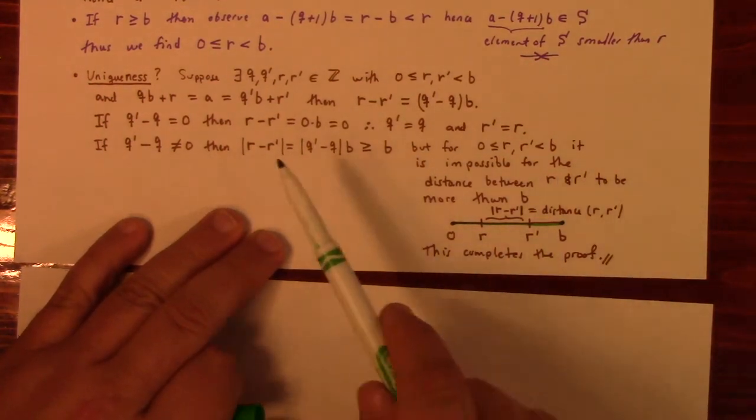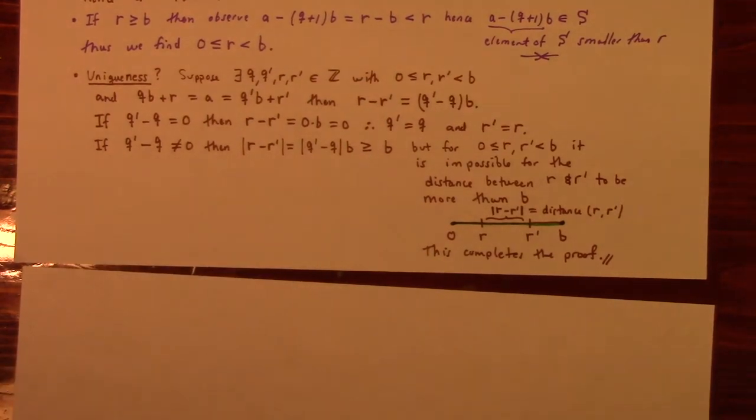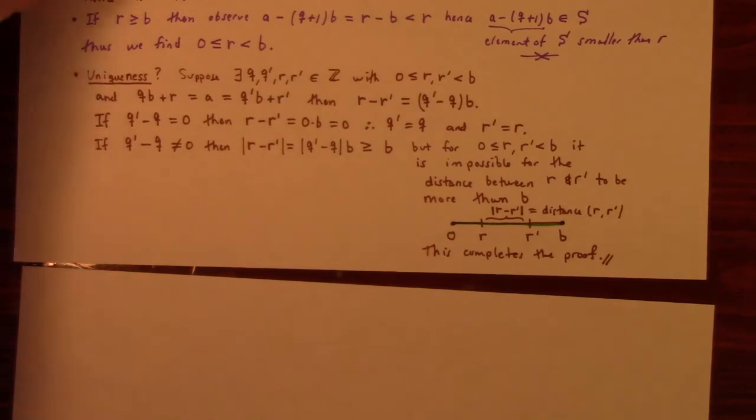And so we're forced to the first possibility, which of course gives uniqueness. And there you go. That proves the division algorithm. Okay, so again, not a very good algorithm, but a comforting existence theorem nonetheless. So moving on here.